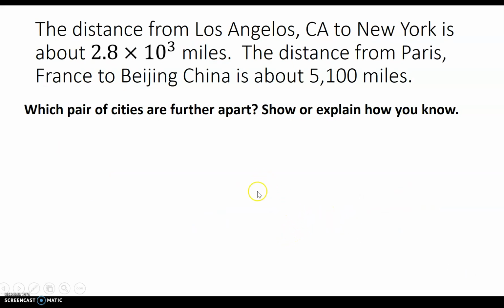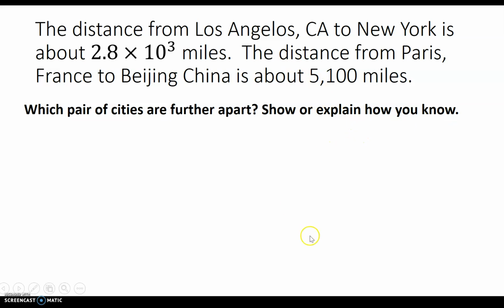It says the distance from LA to New York would be about 2.8 times 10 to the third miles. Then it says the distance from Paris to Beijing is about 5,100 miles. It says which pair of cities are further apart. Show or explain how you know.